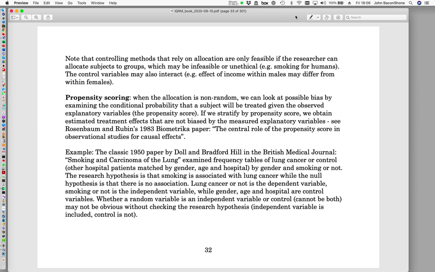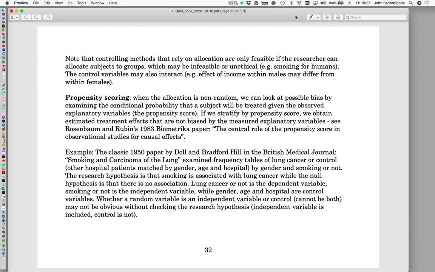In addition to pure statistical controls, there is one approach called propensity scoring. I'm not going to talk about this in detail, but this is one way to handle situations where the allocation is non-random. We can look for potential bias by looking at the probability that someone will be treated given their explanatory variables. This is what's called a propensity score. So we can get estimated effects of the treatment that are not biased by the measured explanatory variables.